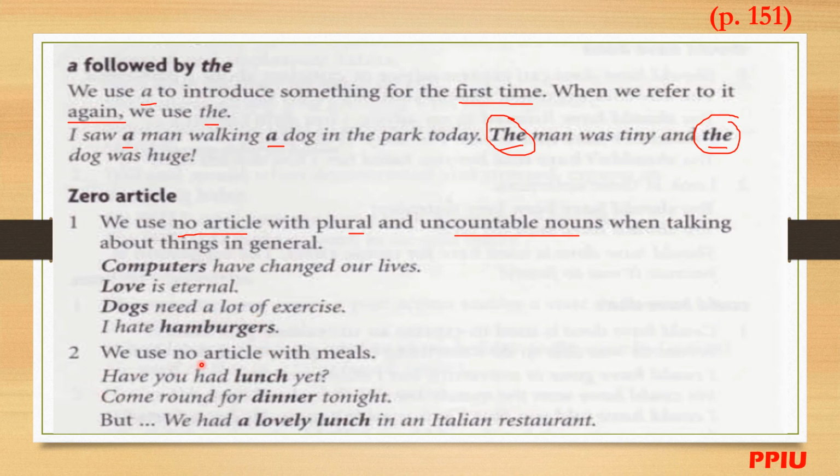Next, we use no article with meals. Have you had lunch yet? Come around for dinner tonight. But we had a lovely lunch in an Italian restaurant. It's okay to use an article with a meal when there is an adjective. We cannot say "a dinner" or "a lunch" alone, but we can say we had a lovely lunch in an Italian restaurant. Okay, that's it about articles.